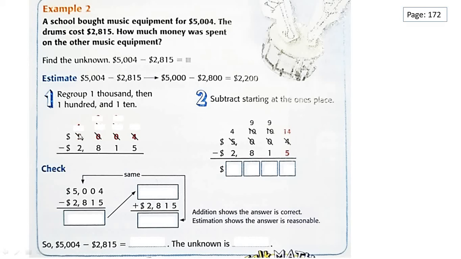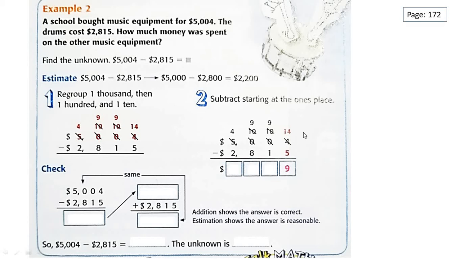So to regroup 1,000, we will regroup 1,000 as 10 hundreds like this. So this 5 is going to be 4 and this 0 is going to be 10. This 10 is going to be 9. And again, this 0 is going to be 10. And this 10 is going to be again 9. This 4 is going to be 14. So now we can subtract.